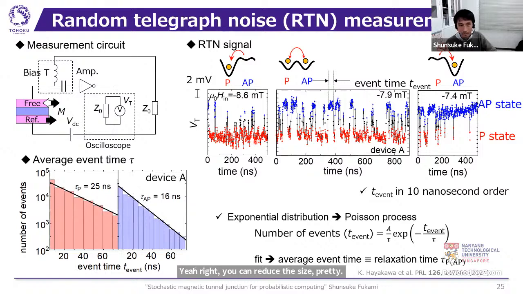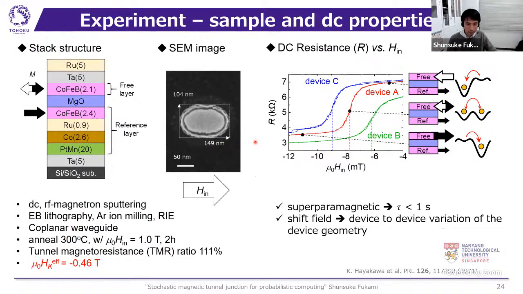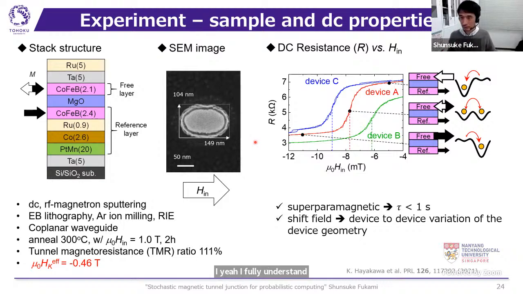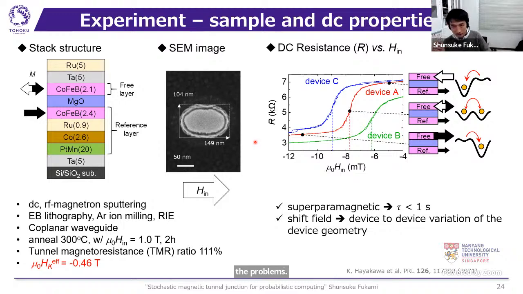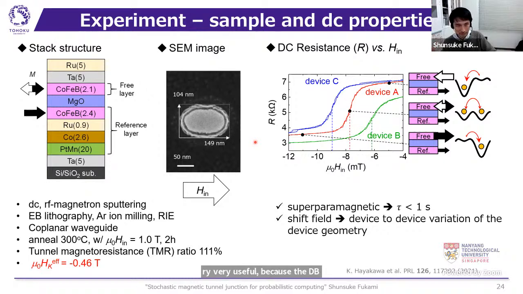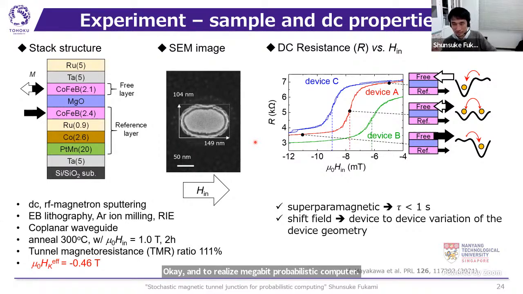Okay. But I mean, there should be some certain spacing between two MTJ cells because there could be some magnetostatic interaction. I see. But that's also the case for the perpendicular MTJs. I roughly understand your point, but if you want to pack the MTJs very densely, that will become a problem, I think. But in reality, if we can realize, for example, a 1 megabit probabilistic computer, that's already very, very useful. Because the D-Wave is kilobit. And to realize a megabit probabilistic computer, we do not need to pack the MTJs so densely. Okay, thank you.